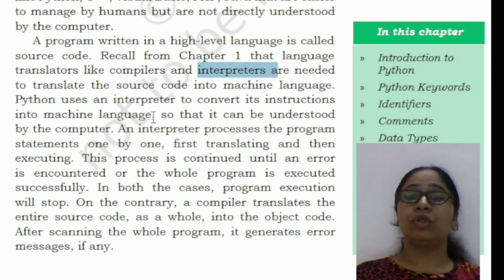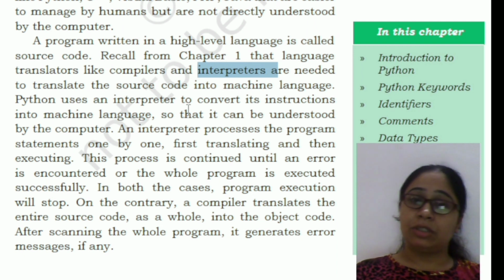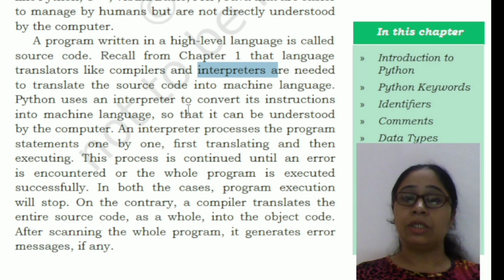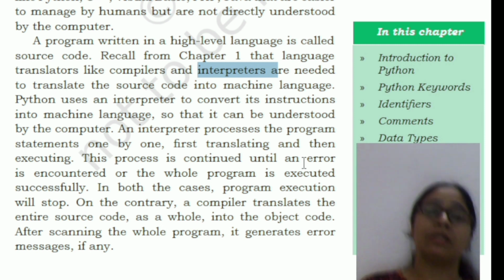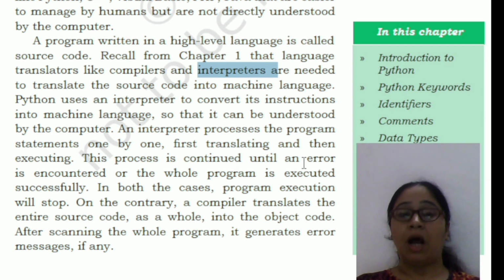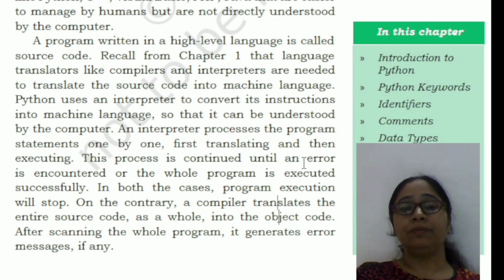Interpreter is a software which reads the statement, which processes the instructions line by line or one by one. First it translates and then it executes. So this process is continued until an error is encountered or the whole program is executed successfully. Now, a compiler translates the entire source code as a whole into an object code. After scanning the whole program, it generates error messages, if any. Okay.